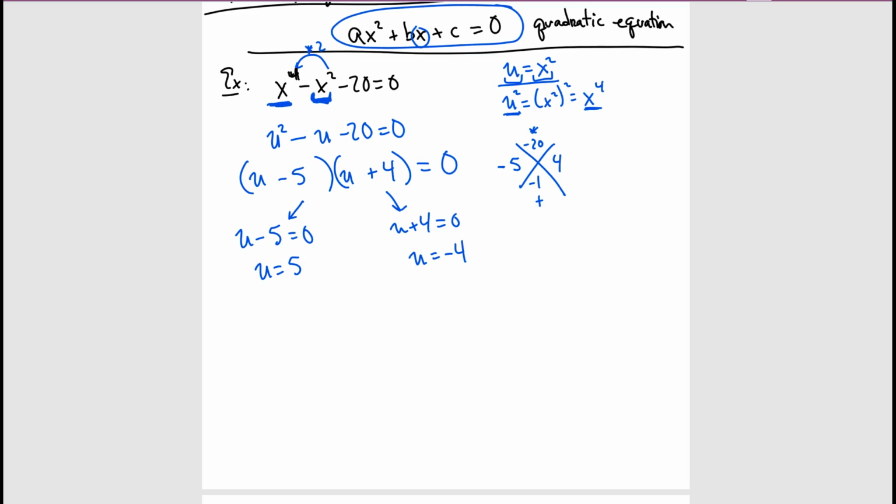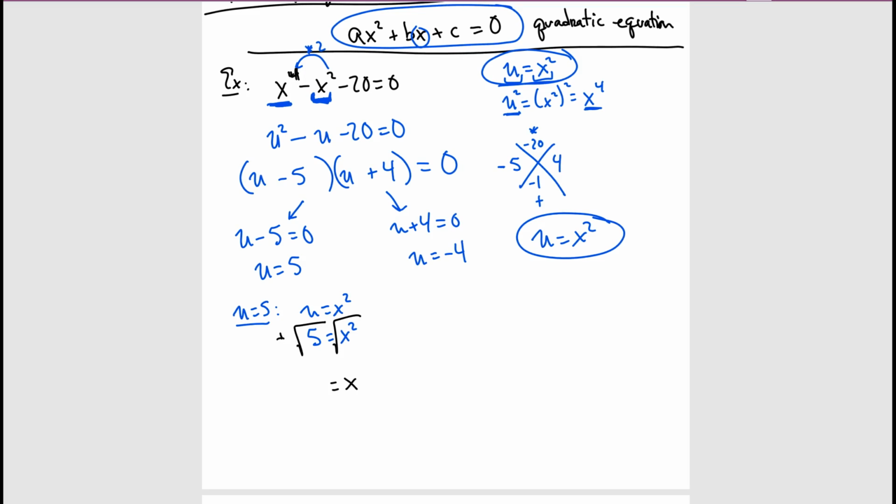So what was x equal to? Well, we said that u was equal to x squared. So we're going to use this to solve for x. For u equals 5, we're letting u equal x squared, and u was equal to 5. Let's solve for x. All we have to do is take the square root of both sides. So x is going to be equal to, and remember, plus or minus the square root of 5. Okay, so that is my first x value.